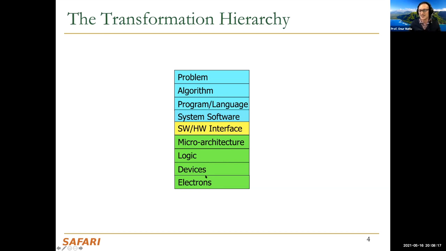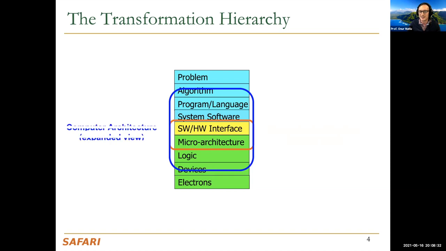And we build a transformation hierarchy, many abstraction layers, which we will talk about later on also again. But computer architecture is traditionally considered the hardware-software interface and the microarchitecture underneath it. But my take on computer architecture is really broader. We look more across the stack, all the way from algorithms to devices, while still keeping a core at the hardware-software interface and microarchitecture. And hopefully this will become more clear in this talk.